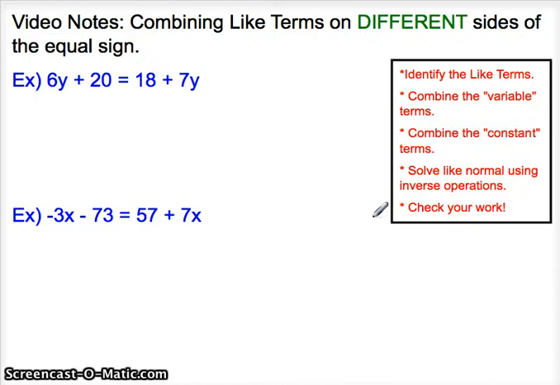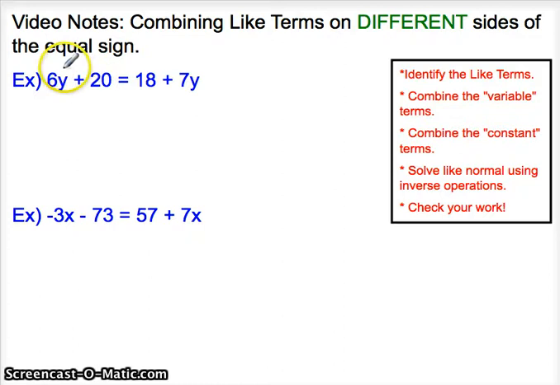Let's work on the two examples. This problem is 6y plus 20 equals 18 plus 7y. Of course, the problem right now is that there is a y on both sides of the equal sign. In the end, we only want y on one side of the equal sign, and we want to have just one y. So we're going to have to start by identifying our like terms and then combining them.